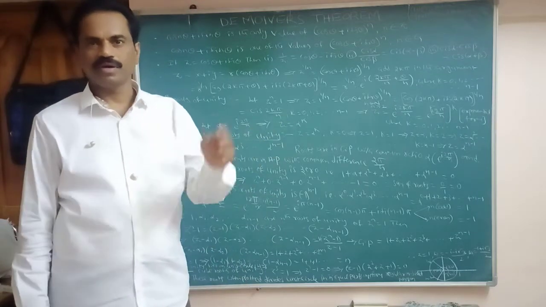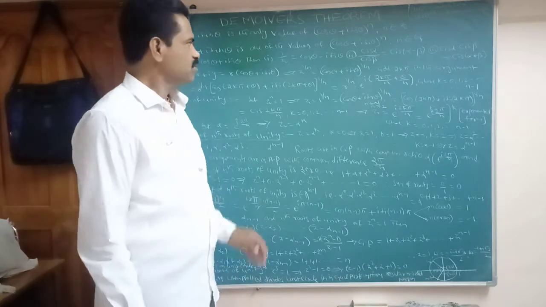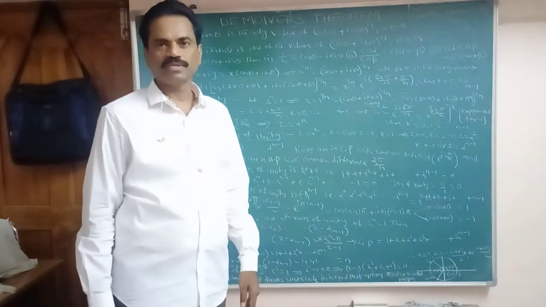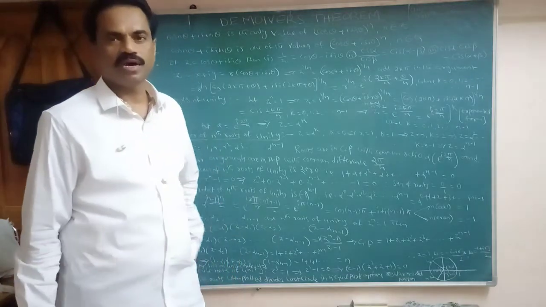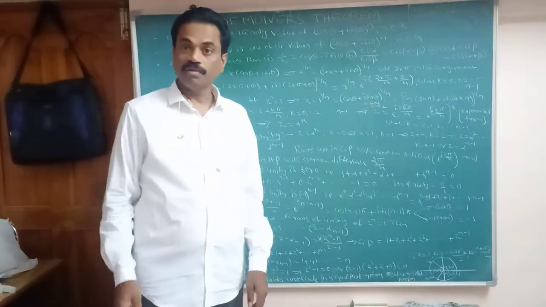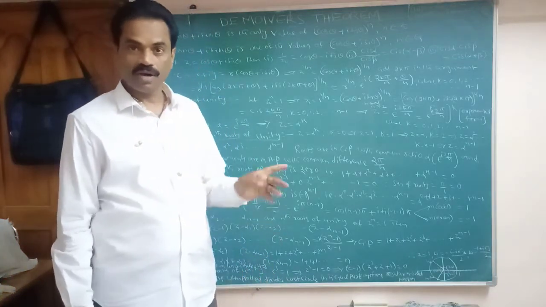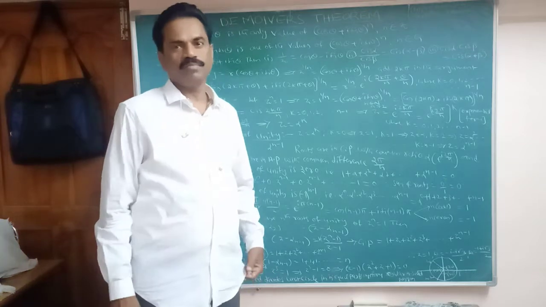Here, in polar form, r = |z| is 1, so z = 1. So (cos θ + i sin θ) whole power n is cos nθ + i sin nθ. But here n belongs to the integers and n belongs to the rational numbers.